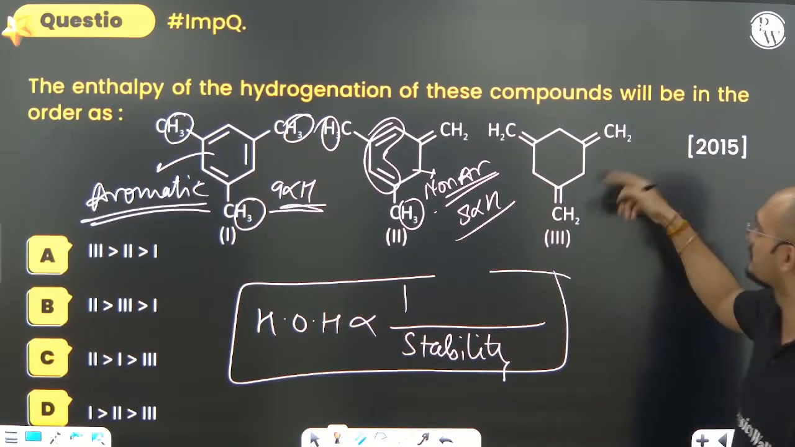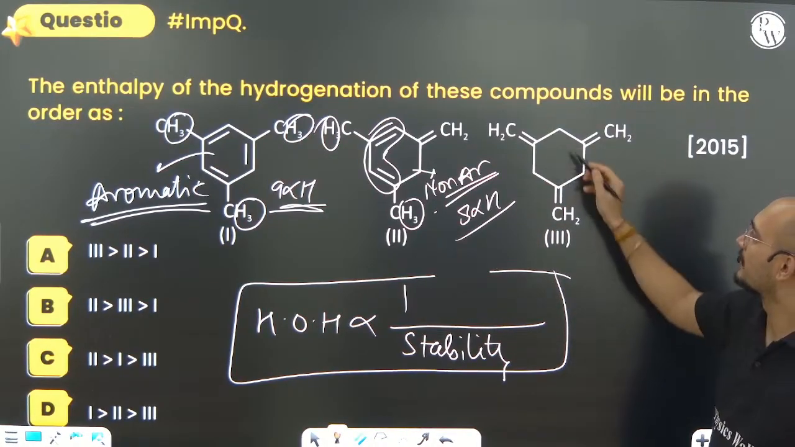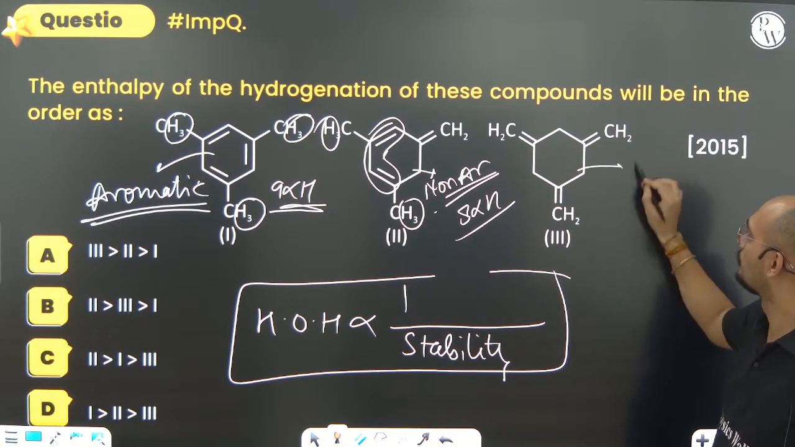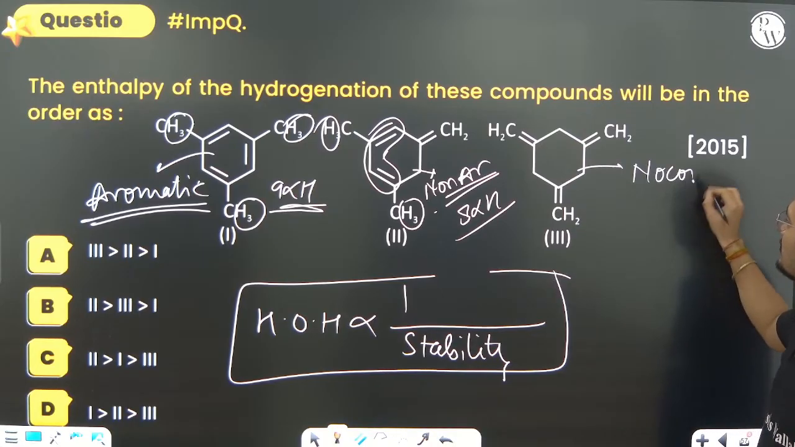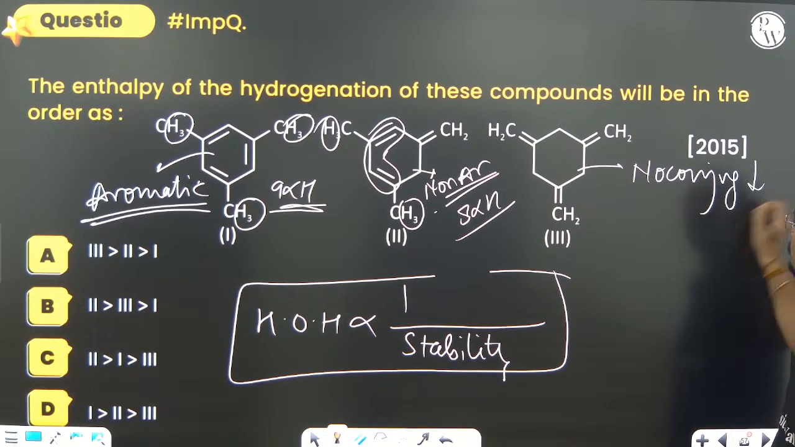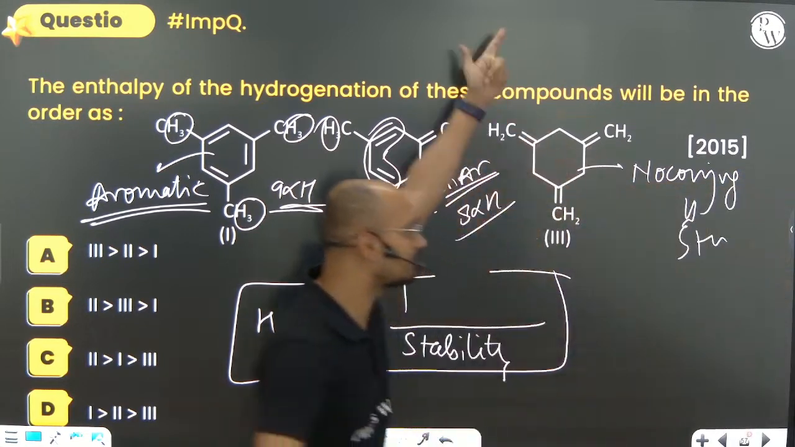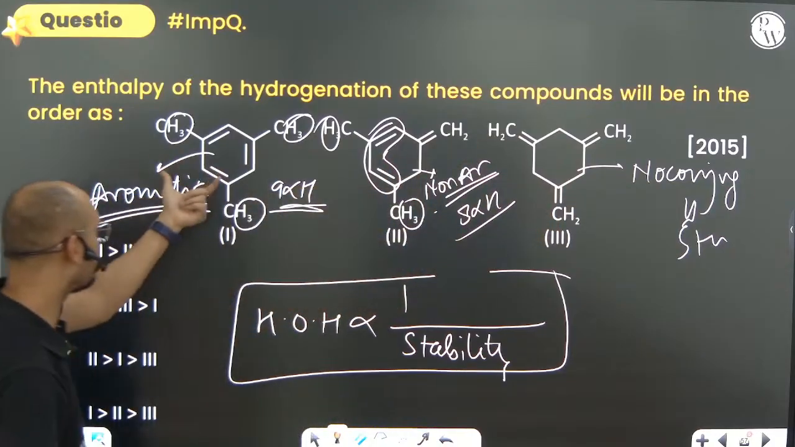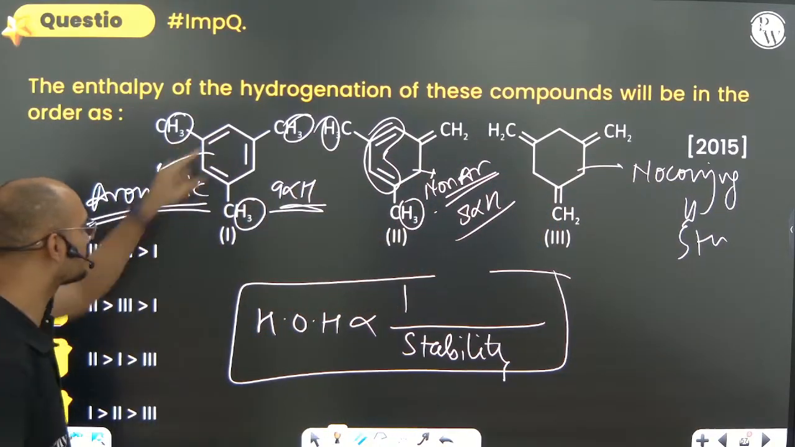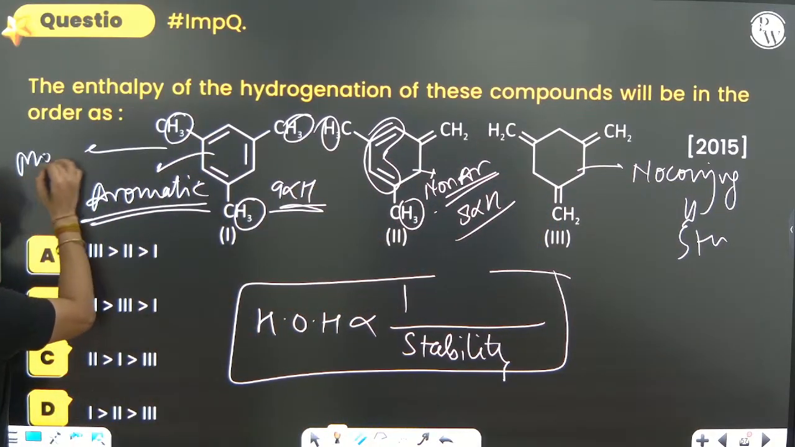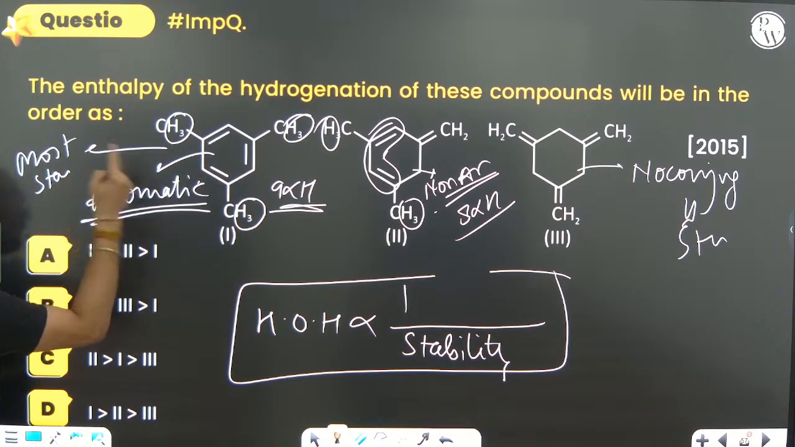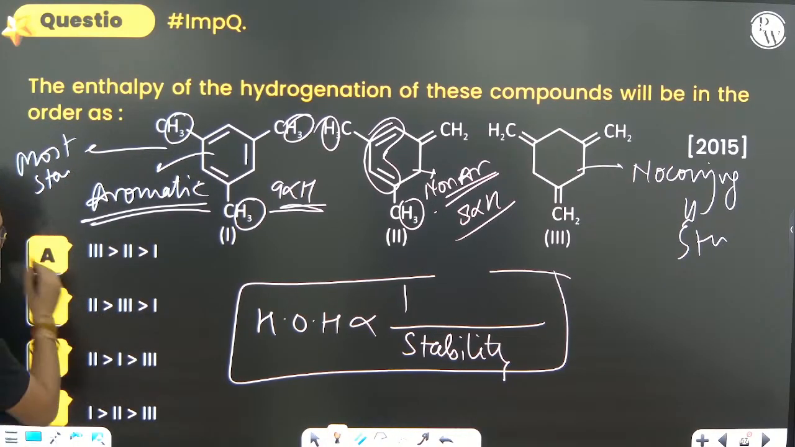Okay, what about this, can you see here is there any kind of conjugation, no, so no conjugation is there, because no conjugation is there, so stability will be less, so least stable is this, so सबसे ज़्यादा heat of hydrogenation will be for 3, then 2, minimum for this because it is most stable, so minimum for 1, maximum for 3, 3 is more than 2 is more than 1.